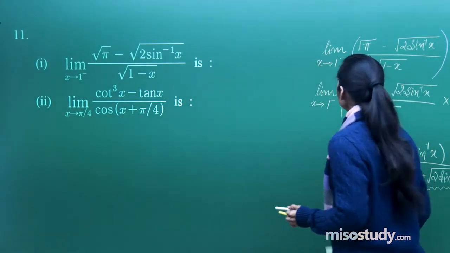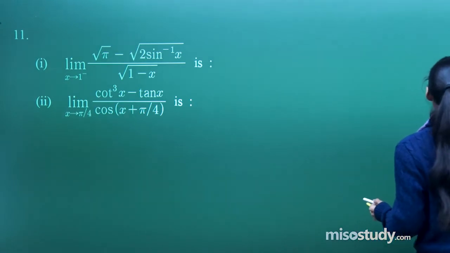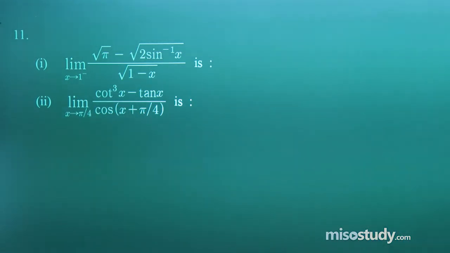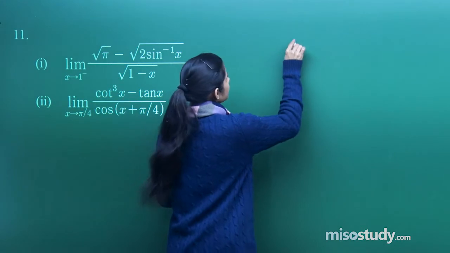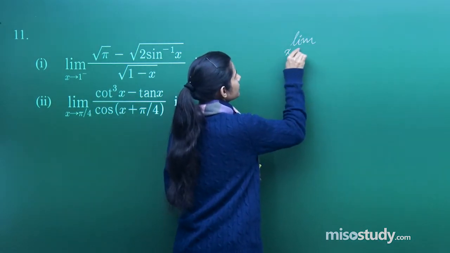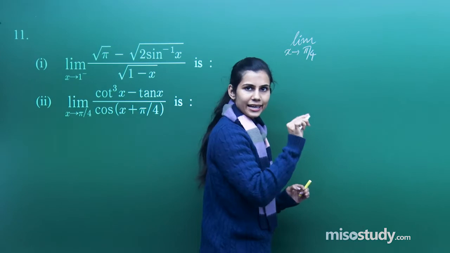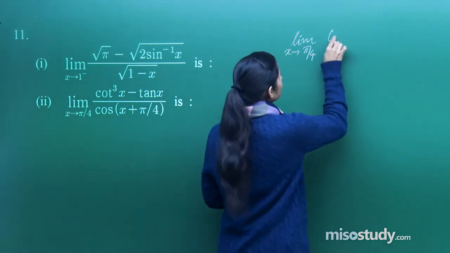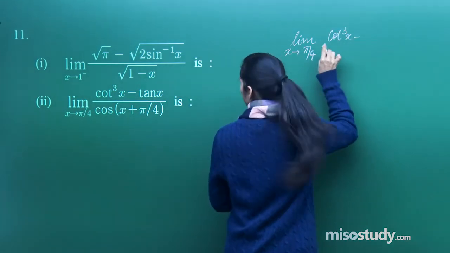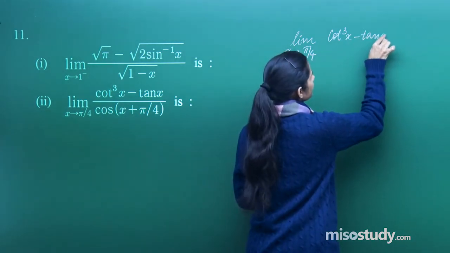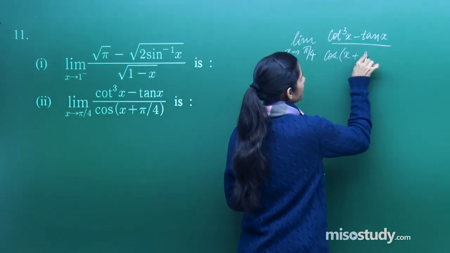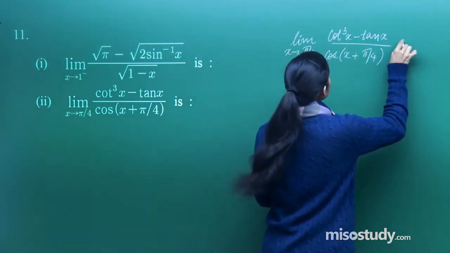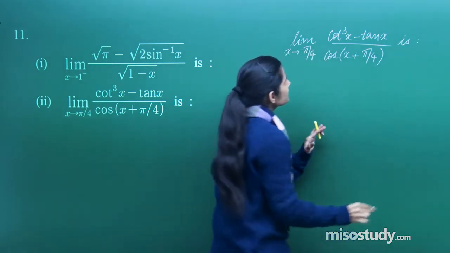Now here, if you see, what does the next question try to say? Just try to analyze the question, get its demand, and then we are going to deal with that demand and get to the solution. It is saying you need to evaluate the limit x tends to pi by 4. So the angle involved is pi by 4. You have cot cube x minus tan x, whole upon cos of x plus pi by 4.